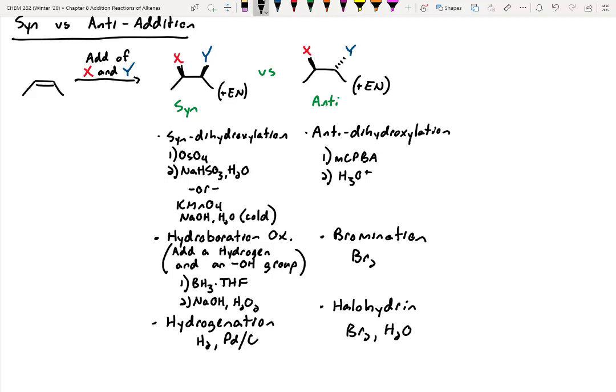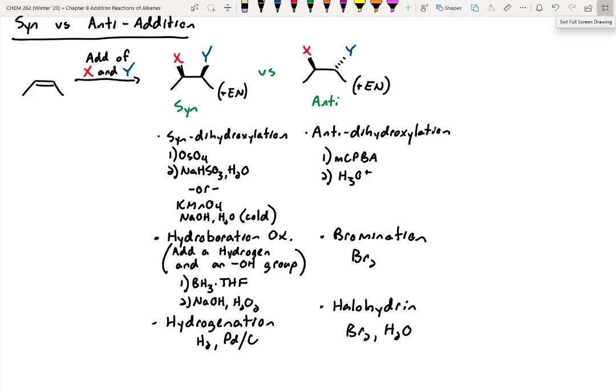And will the water add to the more or less substituted side? So the water, like we saw in the pod, any alcohol for that matter, will add to the more substituted side of the 3-membered ring with bromine in it. So make sure you practice that. All right, I know this can get really complicated.